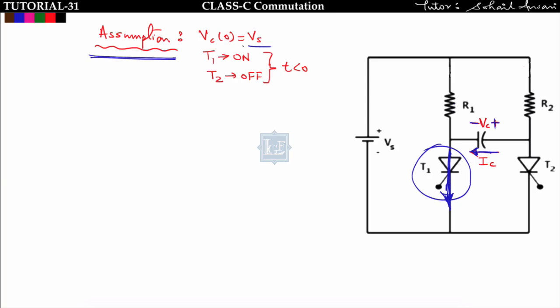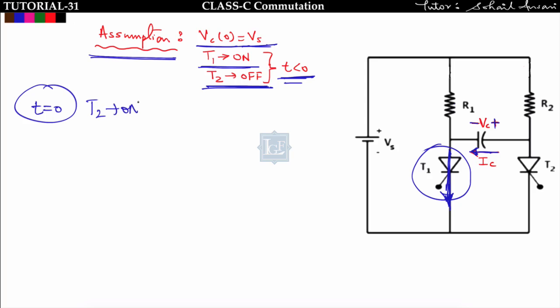So in mode 2, the assumption is that the voltage drop across the capacitor is from minus to plus like this, and the capacitor current is flowing from right to left. Initially the voltage across the capacitor will be Vs, and thyristor T1 is on and T2 is off. In mode 1 it is opposite: thyristor T1 is off and T2 is on for t less than 0. But in mode 2, thyristor T1 is conducting for t less than 0 and T2 is off. Now at t equal to 0, I am triggering this thyristor T2.